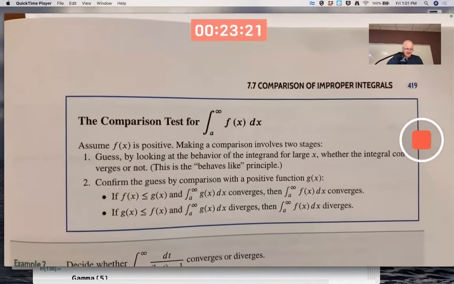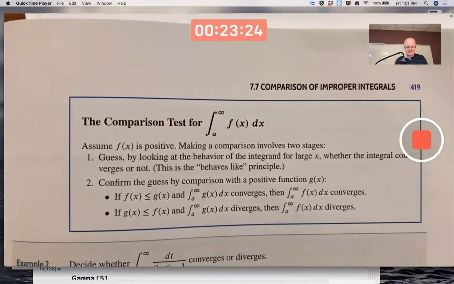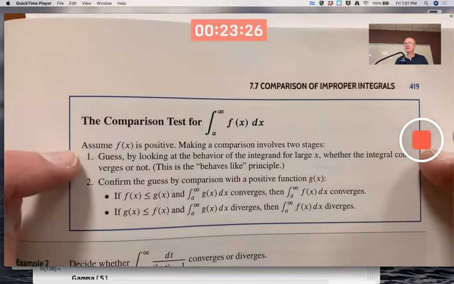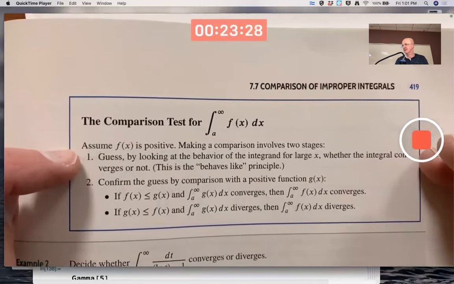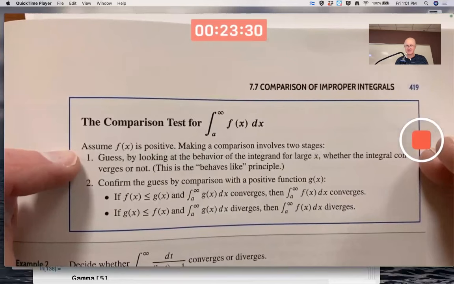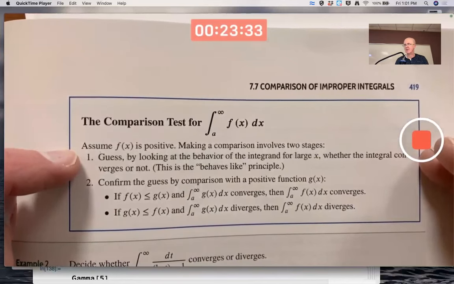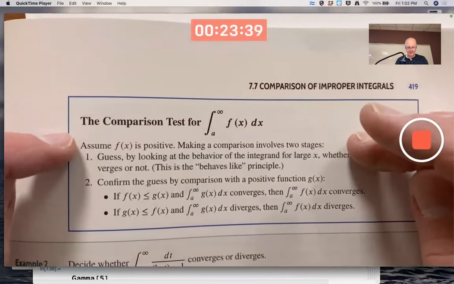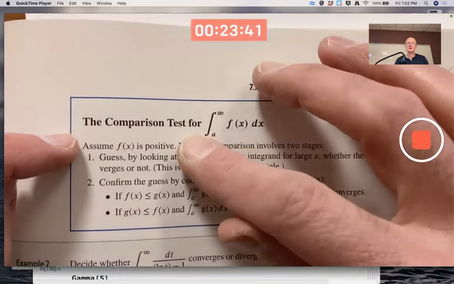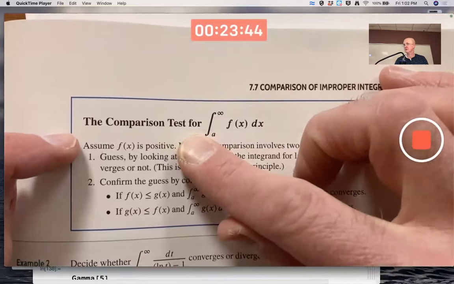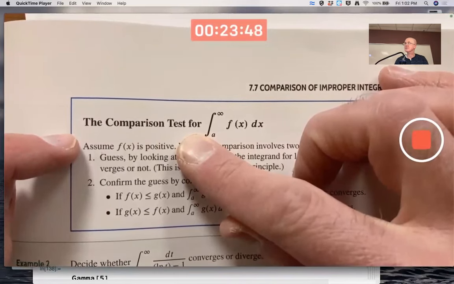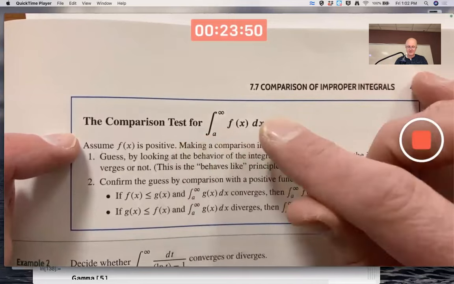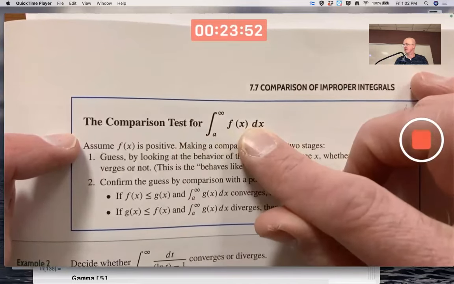What does the comparison test say? Well, to tell you the truth, this step one that you see is not really part of the comparison test, of the true test. It's just describing what to do. It's not really part of the proof that you would use when using the comparison test. The key parts are the first sentence, in fact: assume f of x is positive. You need to be working with a function that does not go negative. You're interested in knowing whether this integral converges or not.